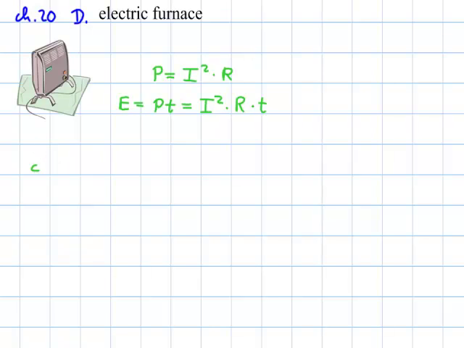Let's see, I'm going to start over. I wanted to write total cost. So the total cost, there we go, equals the rating they give us here, the 10 cents per kilowatt hour.